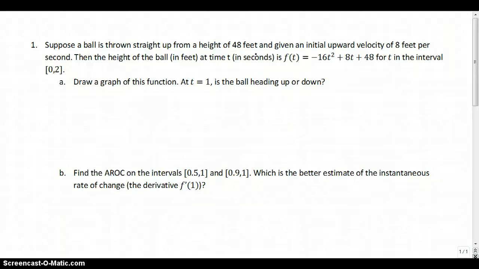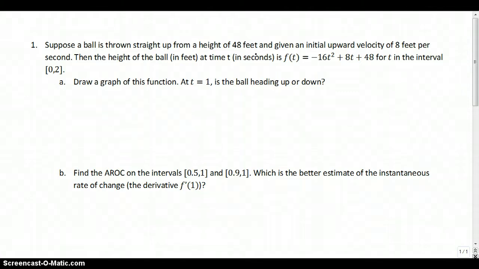Hi class, welcome to this screencast about average rates of change, AROCs, and instantaneous rates of change, IROCs. Remember that the instantaneous rate of change is the same as the derivative, so we're going to be using that language for both things, instantaneous rate of change and the derivative, the same. So I want to do it through this particular problem.